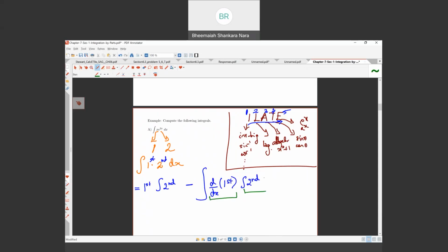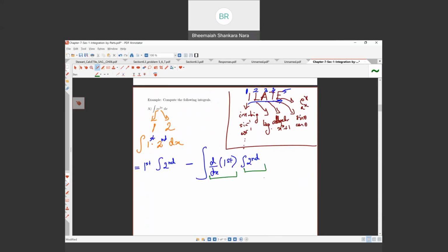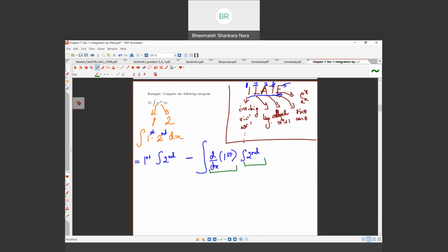Now let's integrate the function x e to the 2x, the given problem, using this rule. This is the same as the udv rule which we wrote on the top. So let me replace the first function. The first function in the problem is x. So replace x. Integral of the second function.